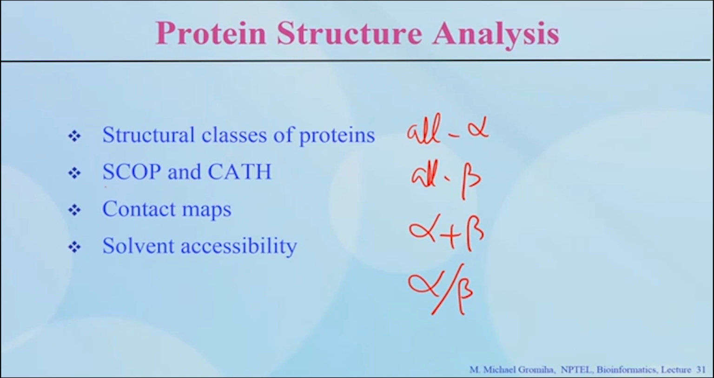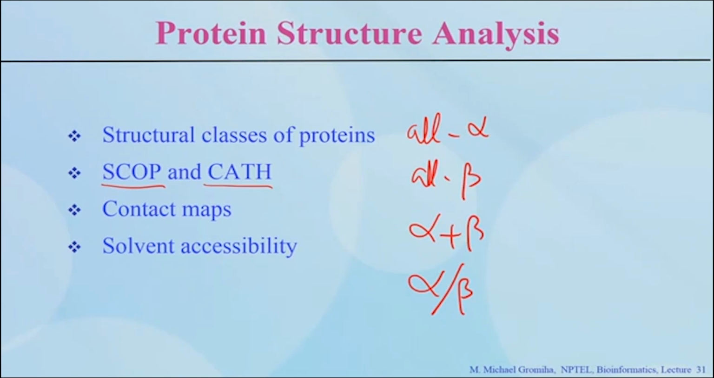So, there are 2 databases, called SCOP. What is SCOP? Structural Classification of Proteins, and CATH. What is CATH? Class, Architecture, Topology and Homologous superfamily. So, you can use these 2 databases, and they will give you the information regarding classes, folds, families, superfamilies and other things. Then once you have this data, you can derive various features.